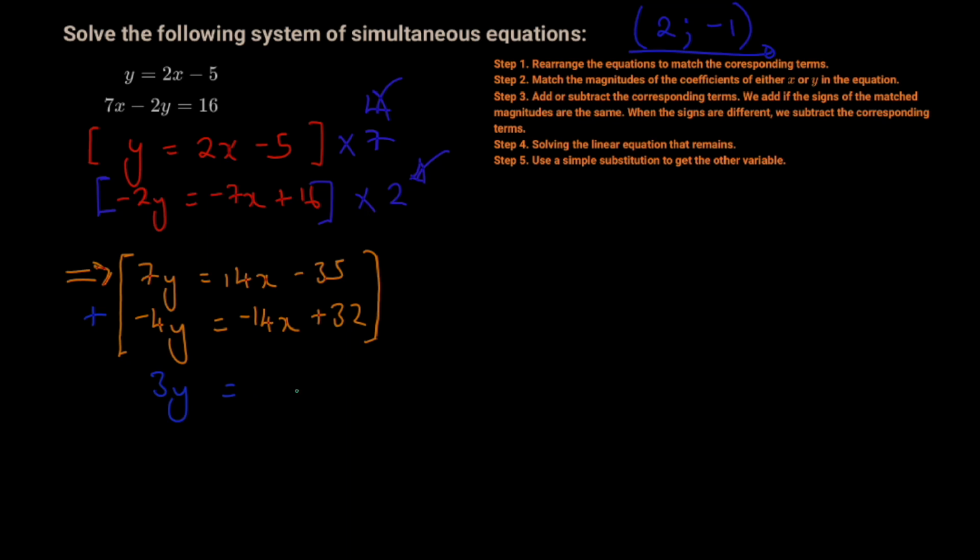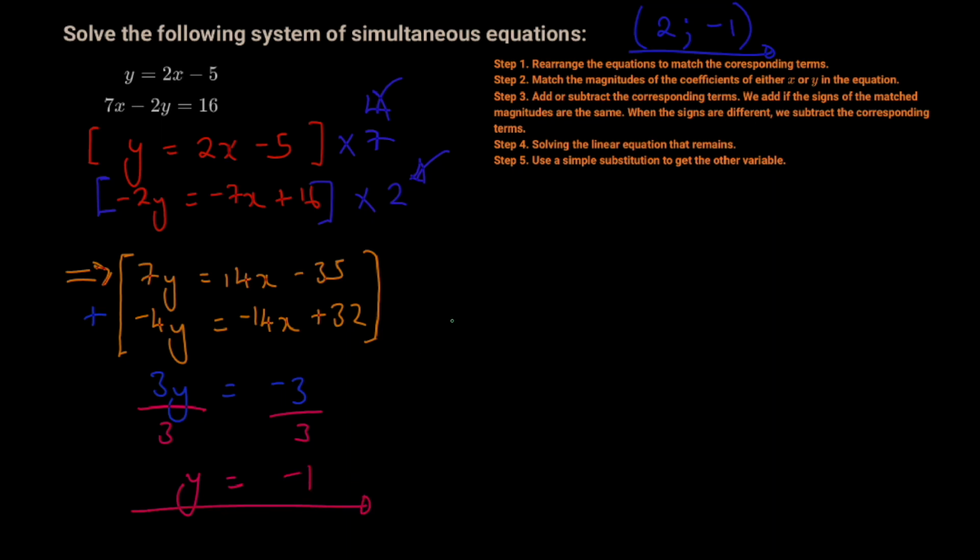So 14x minus 14x, you just get 0. Okay, so you can write 0 if you want. You can just leave it like that. It'll still be okay. So here you get negative 35 plus 32. Negative 35 plus 32, you get negative 3, okay? And then here you're supposed to divide. Obviously you're going to divide by 3 both sides, and then you get y equal to what? Equal to negative 1 like this, okay? So which is great for us.